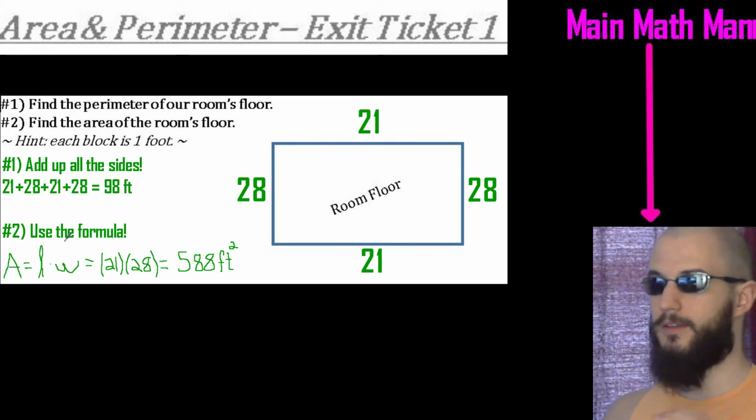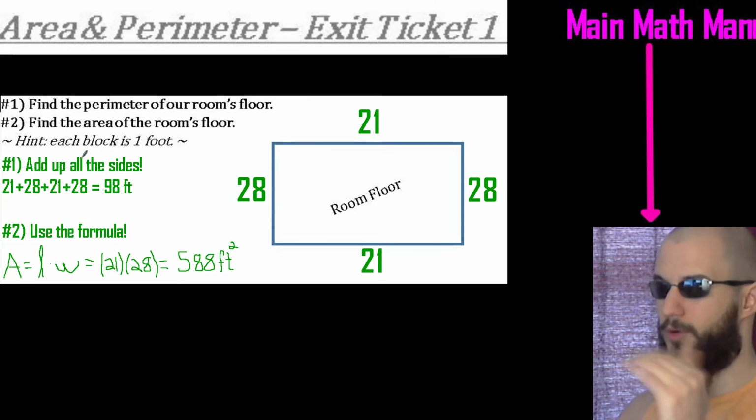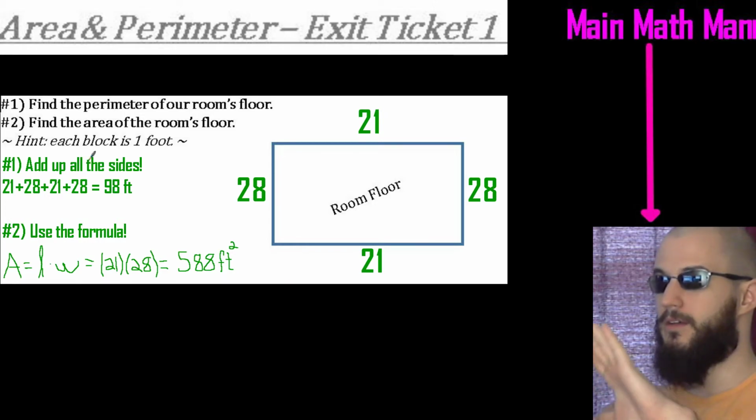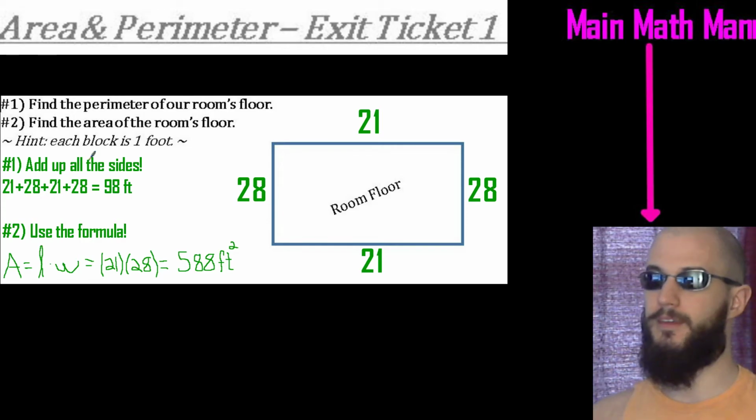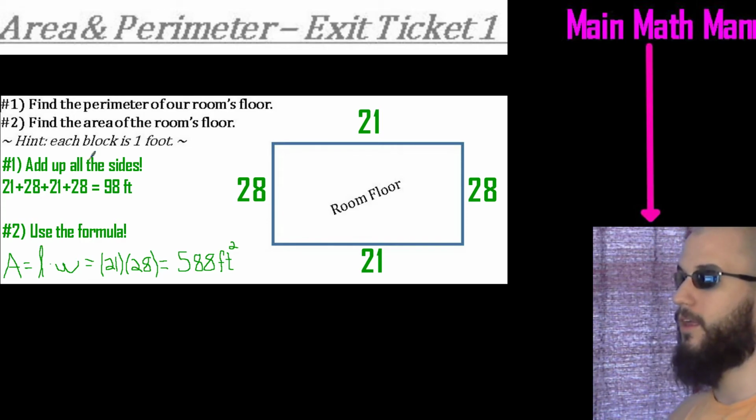Again, the 3 different distances that you can have: perimeter is first power, area is second power, and then volume, that includes the depth to it, is going to be third power.